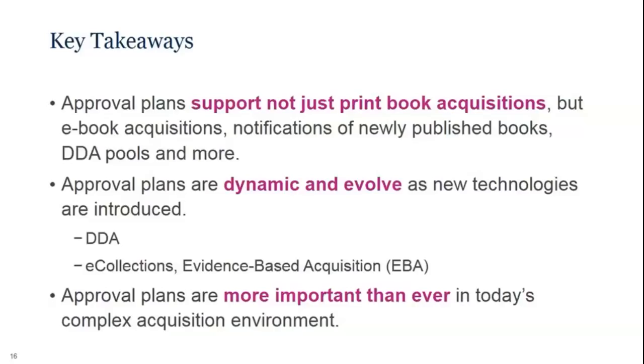But before we get to that, just kind of a wrap up of what we've talked about today, that approval plans don't just support electronic and ebook automatic shipments or notification slips, but they allow a library to do things such as underpin a DDA pool, which both of these libraries have talked about doing. So you get the content in all different ways to your patrons, whether it is through automatic shipments, notification slips that are then firm ordered, or titles discoverable in your catalog via DDA. Approval plans are dynamic and evolve as new technologies are introduced. We've seen this over the last decade.